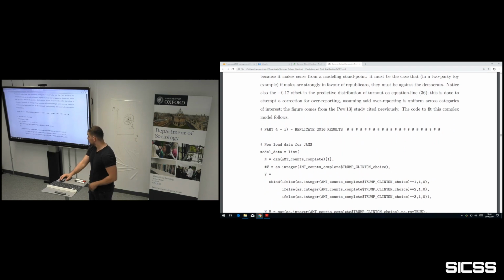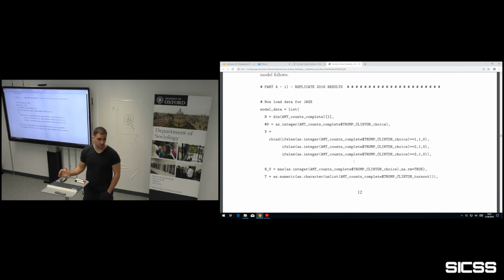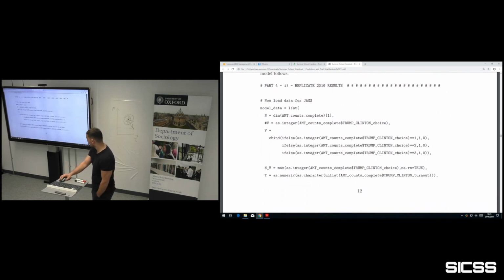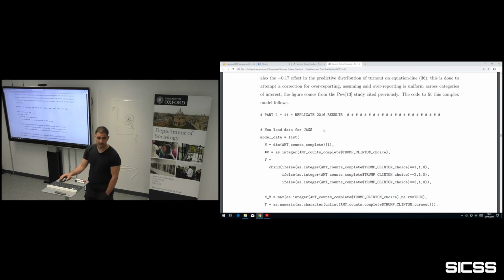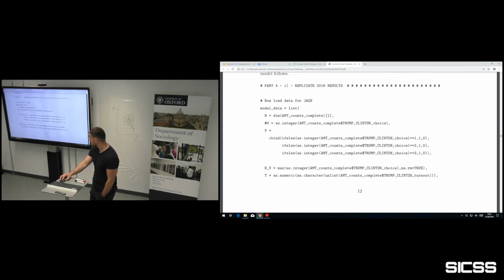And then you have this model. You're going to get to work on this on your own later on, but I'm just going to go through the motions of showing you how you fit a JAGS model. This is a model to replicate 2016 results. So the first thing you do is you create a list. This is in R, by the way.